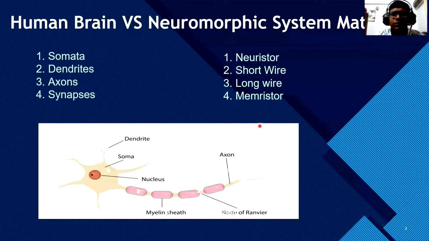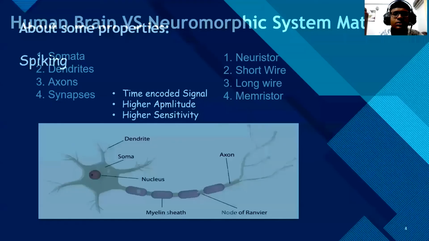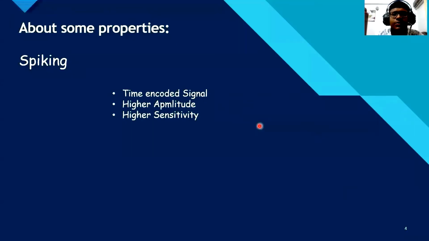Firstly, I will talk about the human brain versus the neuromorphic system. In the neuromorphic system, for somata, we use Neuristor. For dendrite, we use short wire. For axon, we use long wire. For synapses, we use Memristor. I will talk about some properties of neuromorphic computing in this section. First, I will start with spiking.